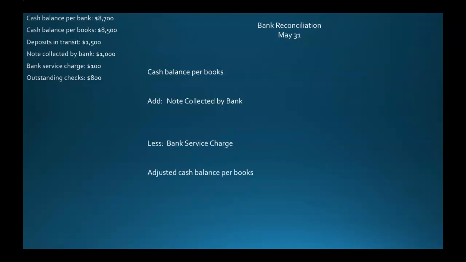Now, once we do all of that, we can find our adjusted cash balance per books. So let's start putting in the numbers here in our bank reconciliation. Our cash balance per books was $8,500. Then we add in the $1,000 note collected by the bank to get us $9,500. Our bank service charge was $100. We want to subtract that out to get the adjusted cash balance per books of $9,400.